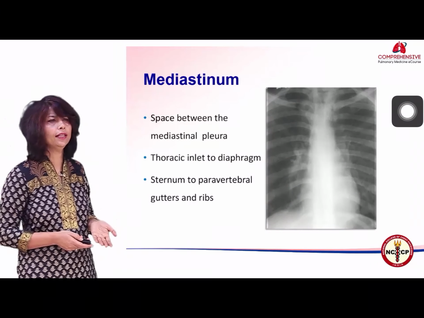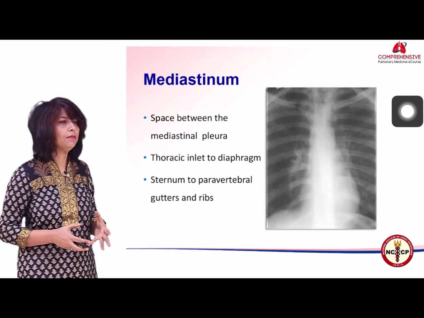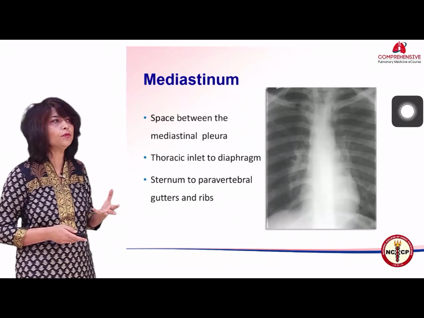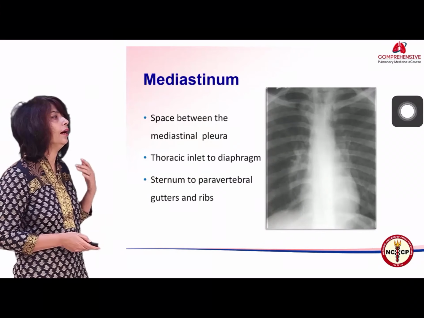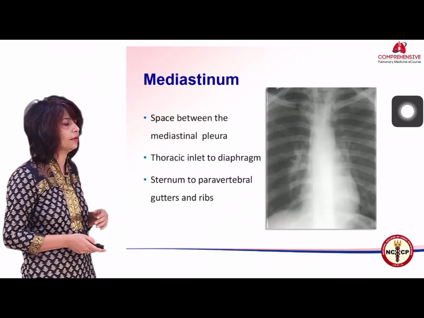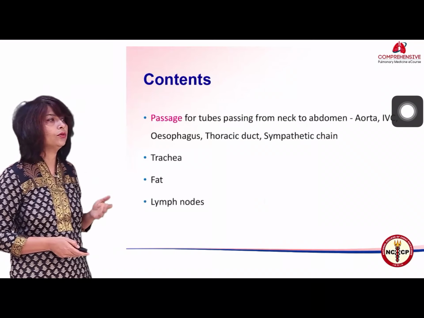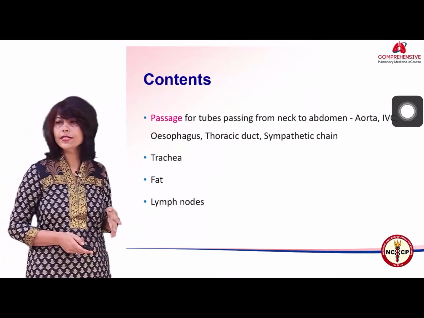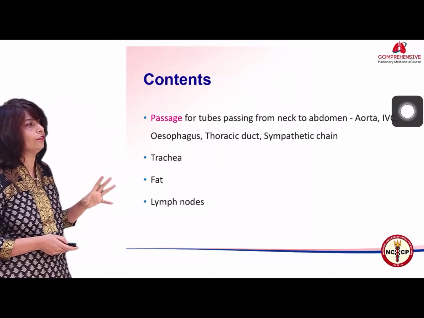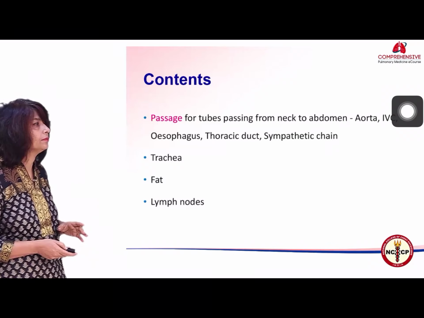We already discussed what is mediastinum. So you have lungs on the side, mediastinum contains the heart and it contains a lot of tubes which are passing between the neck and the abdomen. Everything traverses through the mediastinum. So besides the heart, you will have aorta, IVC, esophagus, thoracic duct, sympathetic chain, and pathologies affecting any of these can result in mediastinal masses or widening.